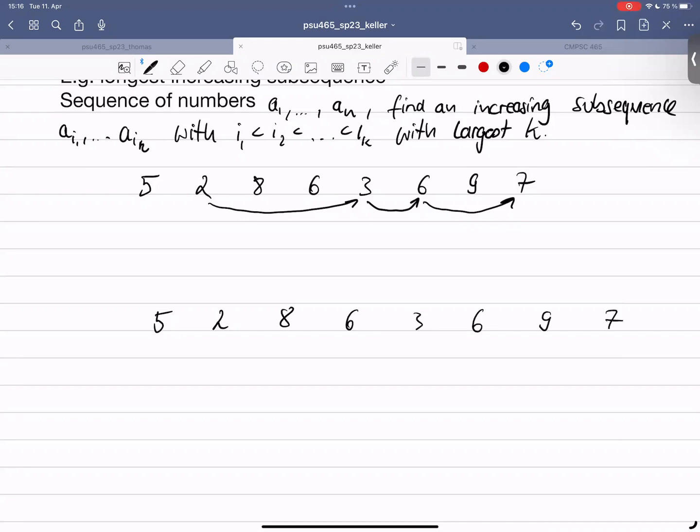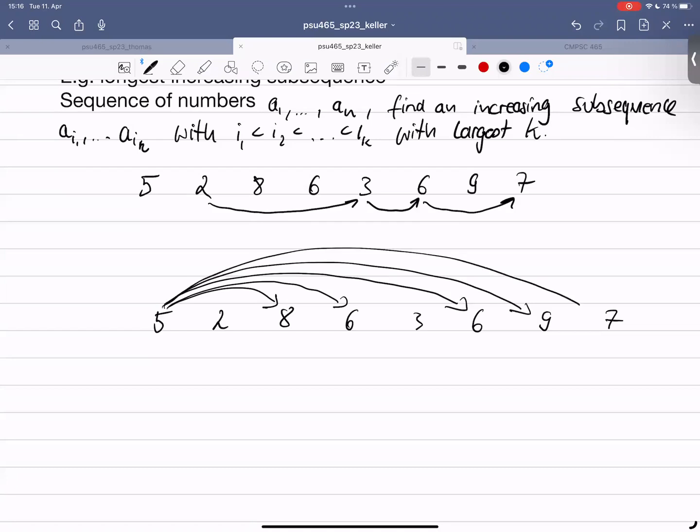And so I start with number 5 from the left, and I look to the right, and I want to know where I could go next from 5. I can't go to 2 because 2 is smaller than 5. I could go to 8. So I indicate this by this arrow here, or by this edge, if you will, directed edge that points from 5 to 8. I could also go from 5 to 6. I could go to the second 6 here in the sequence, and I go to 9, and I could go to 7. So these are all permissible transitions from 5 to a number to the right.